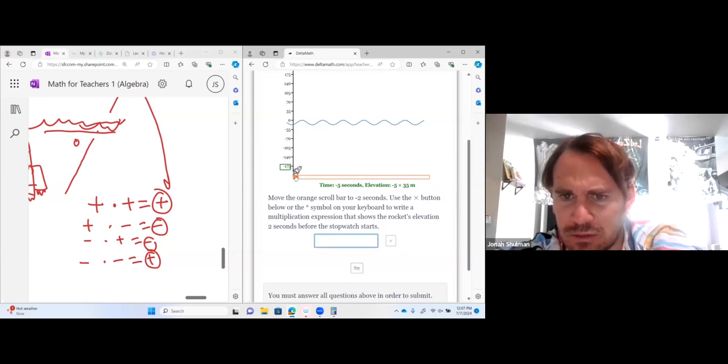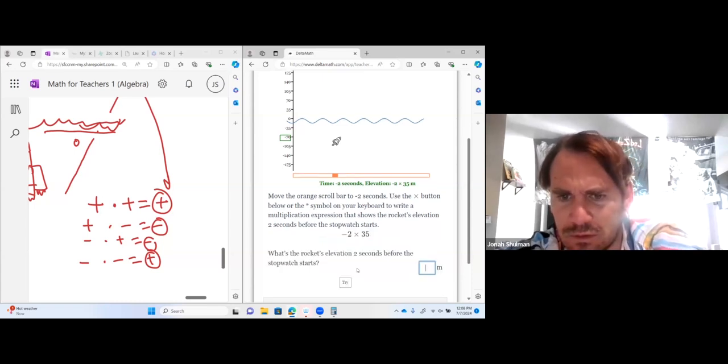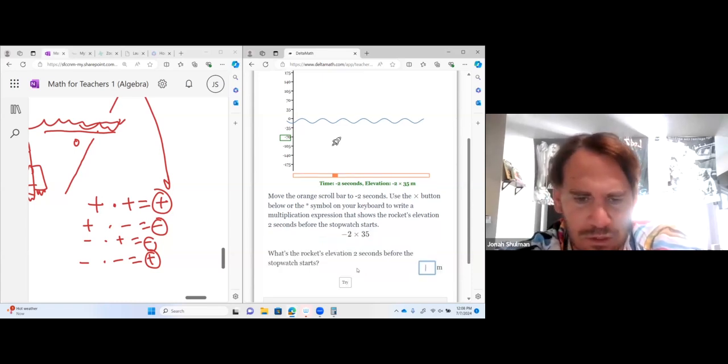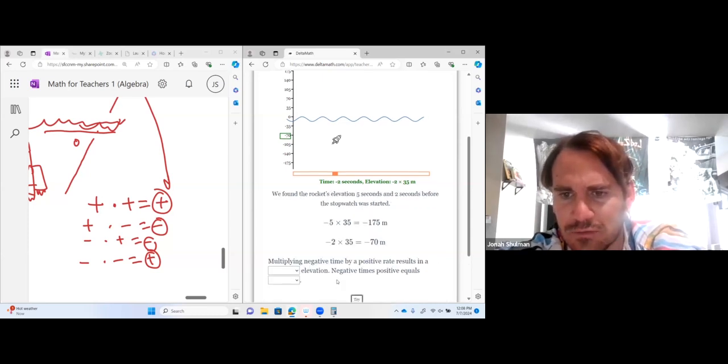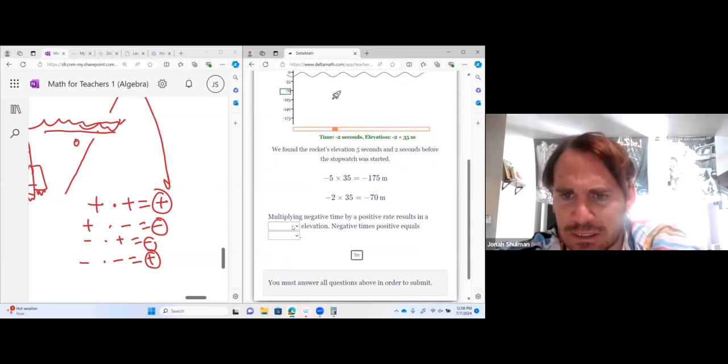And now we want to do -2 seconds. So it's -2 times 35. So what's the rocket 2 seconds before the start? It's -70 meters. So 70 meters below sea level. Multiplying a negative by a positive results in negative elevation. Negative times positive equals negative.